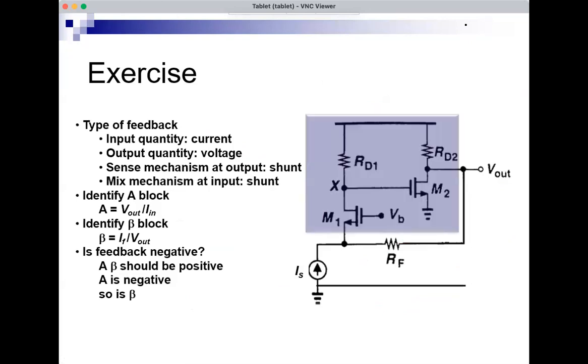So here's the circuit again with the results. The A block is the purple block, the beta block is the gray block, and A is V out over IN, beta is IF over V out, and both are negative. Their product is positive, and therefore the feedback overall is negative.